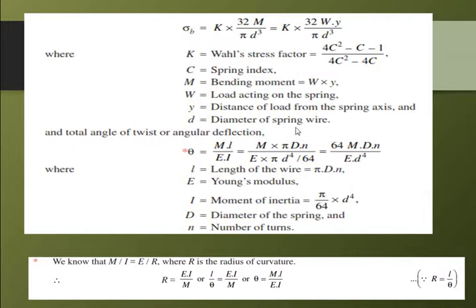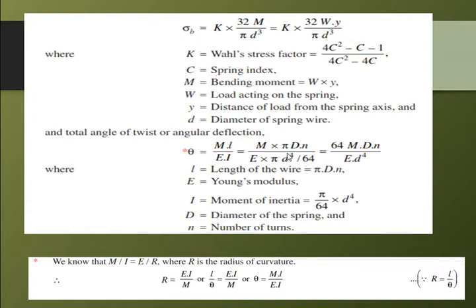Now the angle of twist theta. We know that M by I is equal to E by R, the bending equation. Now R is equal to EI by M, from this relation. R, the radius of curvature, can also be written as L by theta. Therefore L by theta is equal to EI by M, or theta is equal to ML by EI.